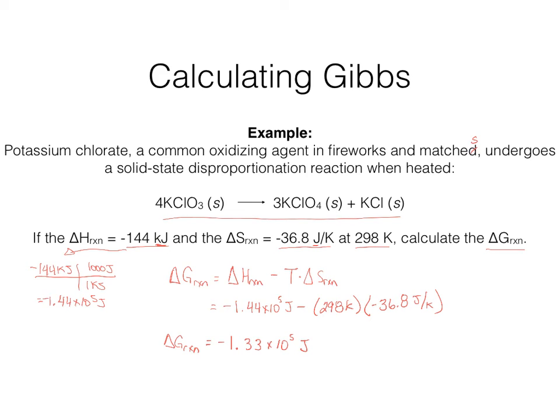And so this means that since our delta G is negative, the reaction is spontaneous. And since the delta G is a large number, it means that this reaction is very spontaneous. Because remember, we talked about how the sign of the Gibbs free energy tells us whether or not the reaction is spontaneous, whereas the magnitude, the size of the number, tells us how spontaneous that reaction is.